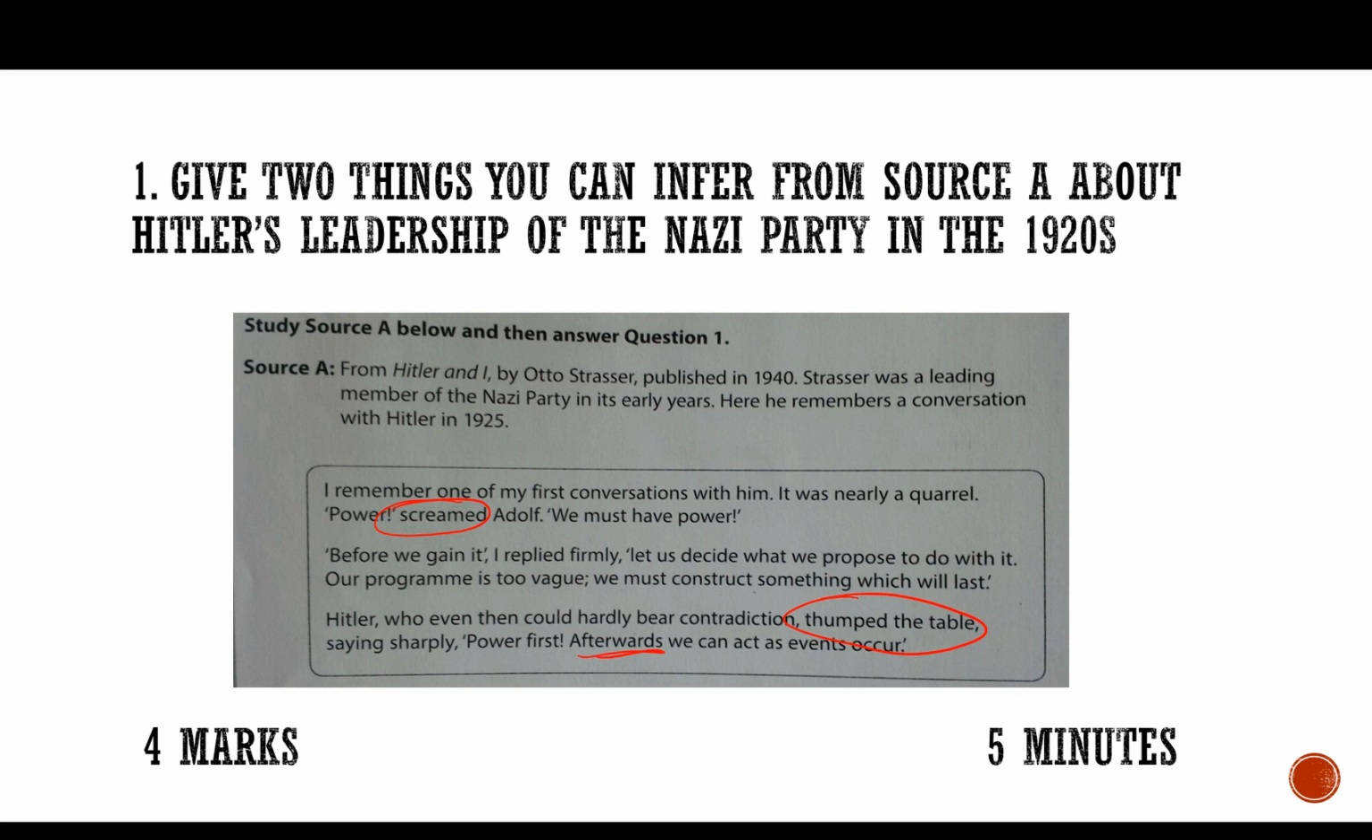To me, I've got a couple of things here. One is his aggressive style. He's screaming and he's thumping on the table, so that would be my first point. And then down here it says power first, afterwards we can act as events occur. So the second is probably the suggestion that he's got some sort of plan, perhaps, that first we're going to win an election, and second we'll then see how the events pan out.